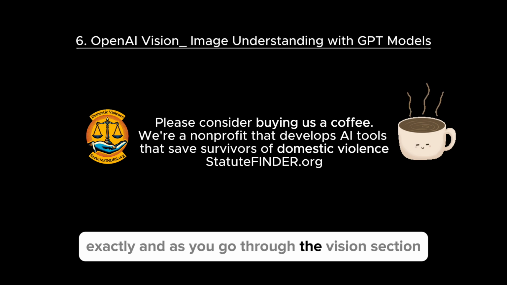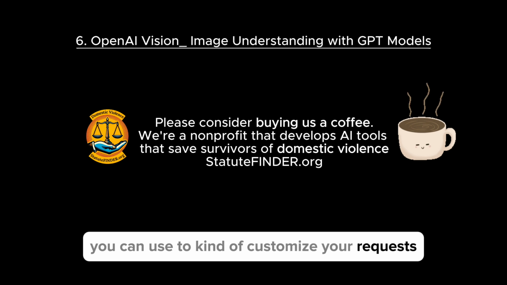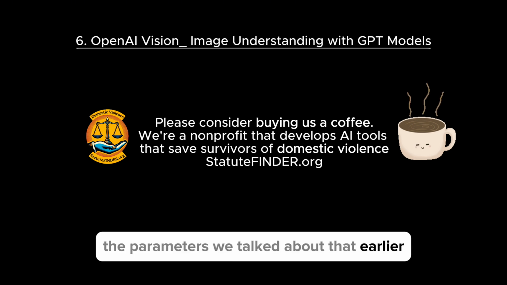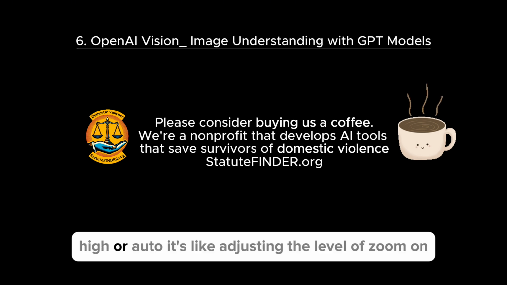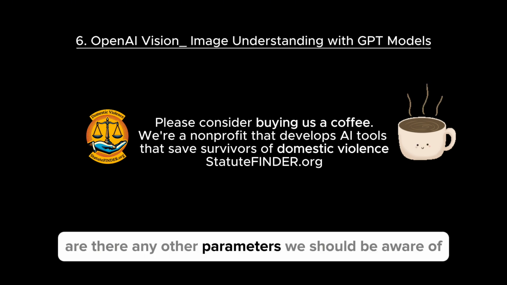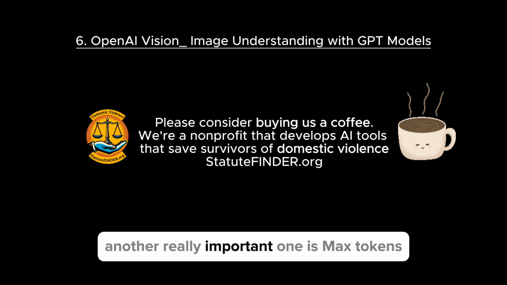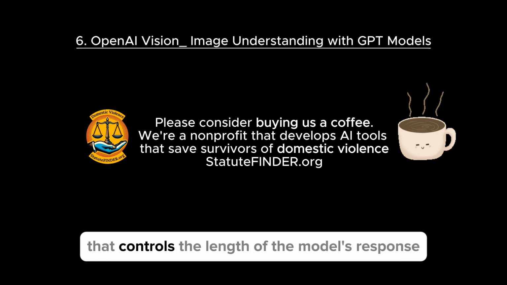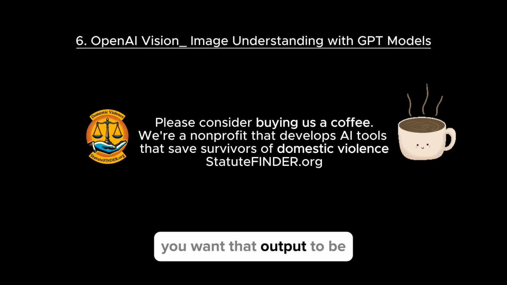Exactly. And as you go through the vision section, you'll find detailed explanations of the different parameters you can use to customize your requests. Ah, yes, the parameters. We talked about that earlier with the detail parameter. We can choose low, high, or auto. It's like adjusting the level of zoom on how the model sees the image. Are there any other parameters we should be aware of when working with images? Absolutely. Another really important one is max tokens. That controls the length of the model's response. You can adjust it based on how detailed you want that output to be.